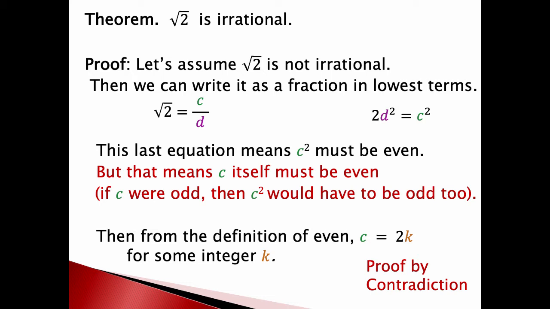Okay, so far so good. I've started out by assuming that I could write square root of 2 as a fraction. I squared it so I could simplify things a little bit. And I got that the c has to be even, use 2k. All right, so now what?